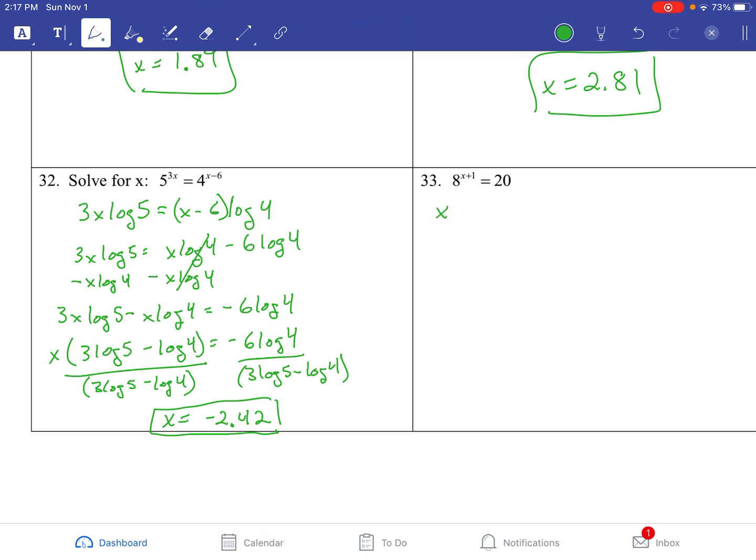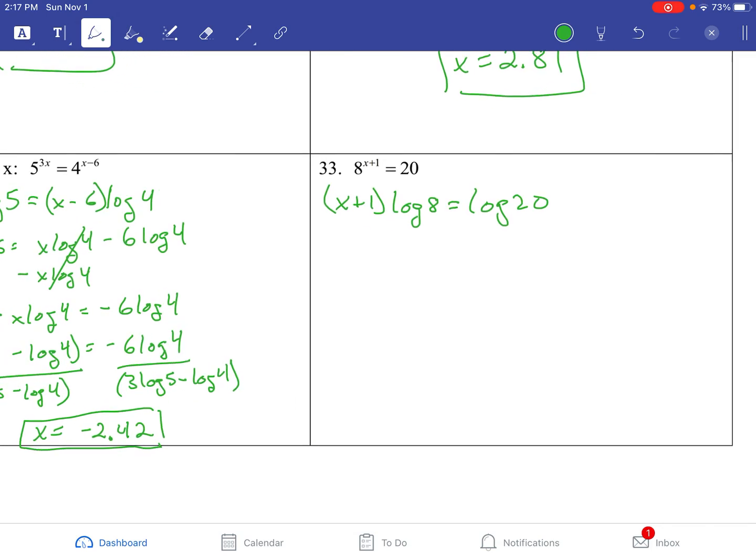All right, last one. We have x plus 1 log of 8 equals log of 20. Now, there's actually a couple ways you can do this. I'm going to do it a little bit differently than the last one we did where we distributed. We don't have two separate x variables to deal with in this case, so there is actually another way to do this problem.